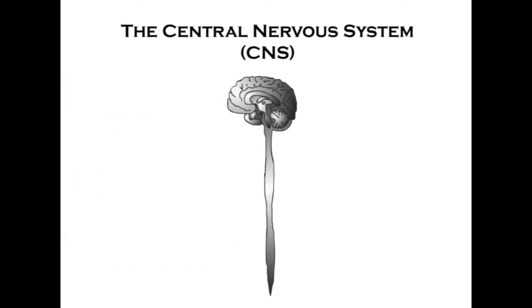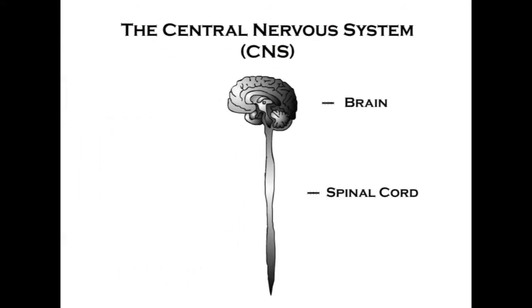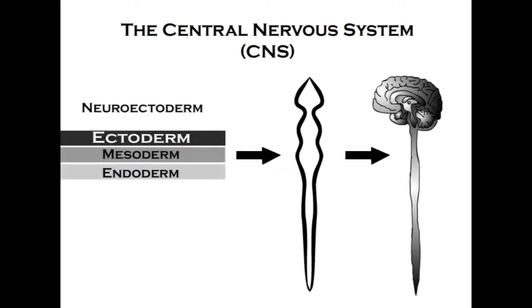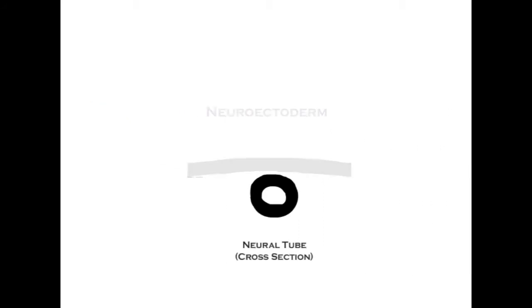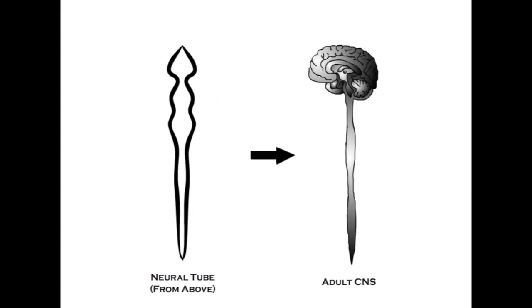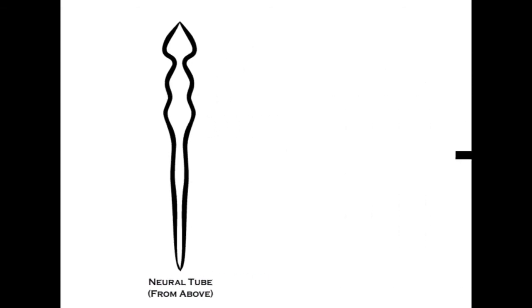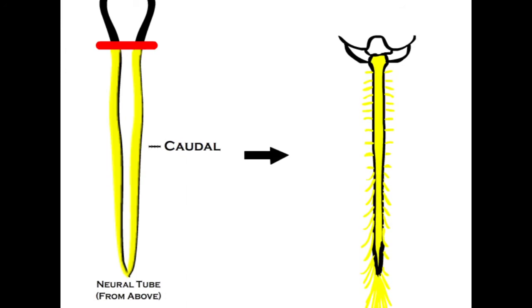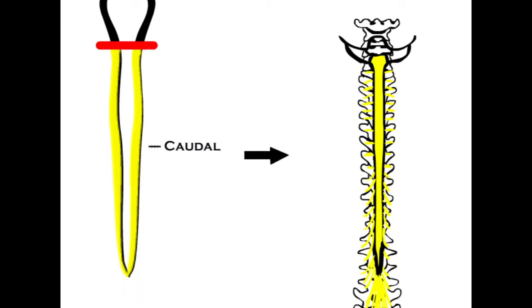The central nervous system, composed of the brain and spinal cord, is derived from a specialized embryonic structure called the neural tube, which originates from neuroectoderm. By understanding the basic layout of the neural tube, we can establish a framework for conceptualizing the complex 3D structure of the adult CNS. The neural tube can be divided into two main regions, a rostral portion and a caudal portion. The caudal portion of the tube will eventually become the spinal cord, which is the section of central nervous system found within the vertebral column.